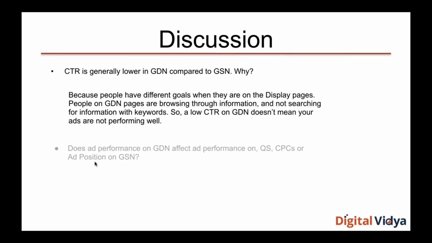So the other one, this simple one is just to say that do you think your ad performance on Google Display Network will affect your quality score, CPCs, or ad position on Google Search Network? No, right? So exactly. Because these networks are completely different, they work in different fashion, and they don't intermingle in that sense. So what you do on Google Search Network goes at a completely different place. Your campaigns on Google Display Network are at a completely different place.